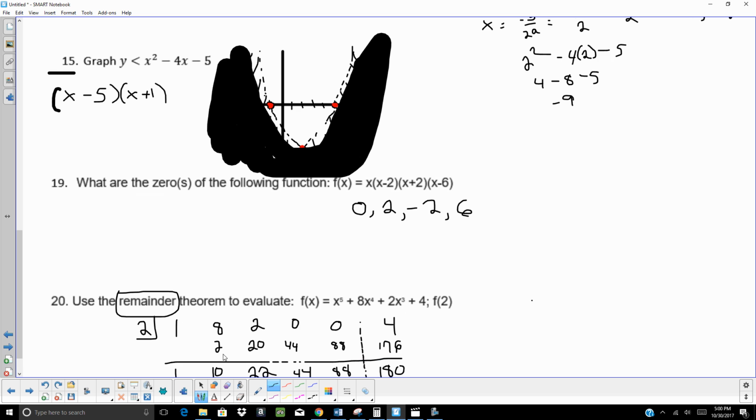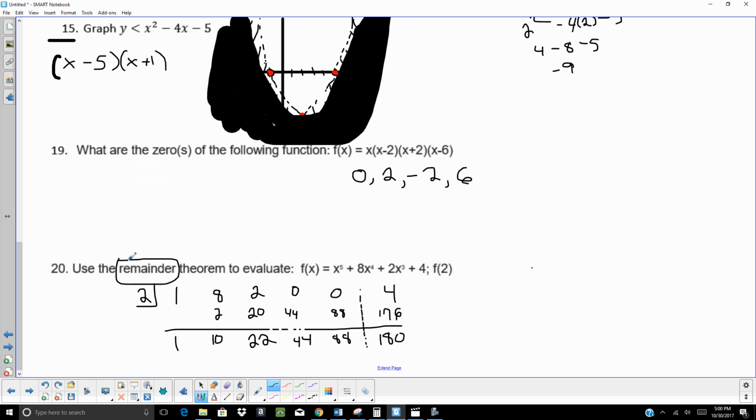Then on number 20, use the remainder theorem. Well, that's the key word right there, remainder theorem. You're just going to divide, and your answer is your remainder. So I'm going to put 2 in the box, and I don't have to do an opposite sign because it's not paired with an x.